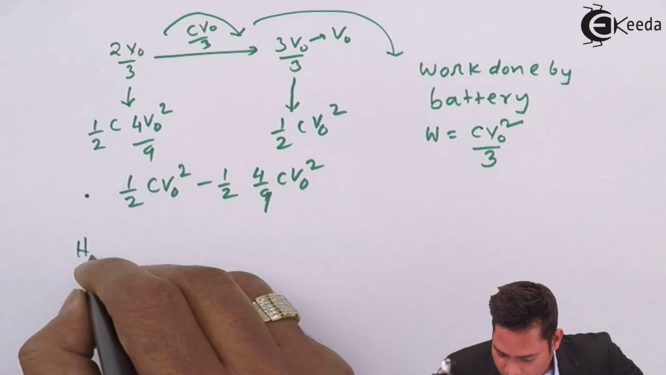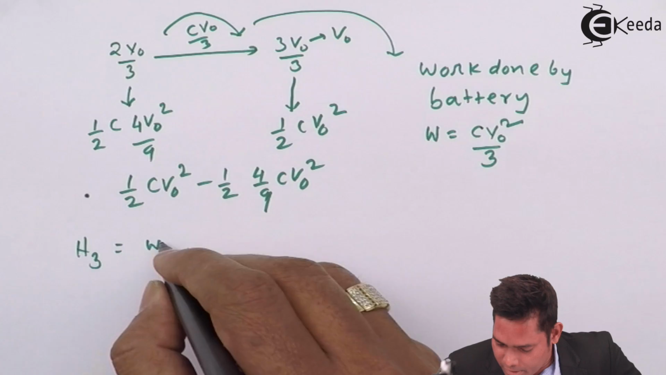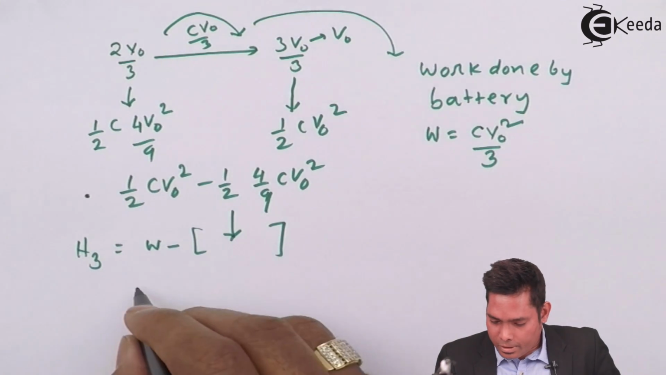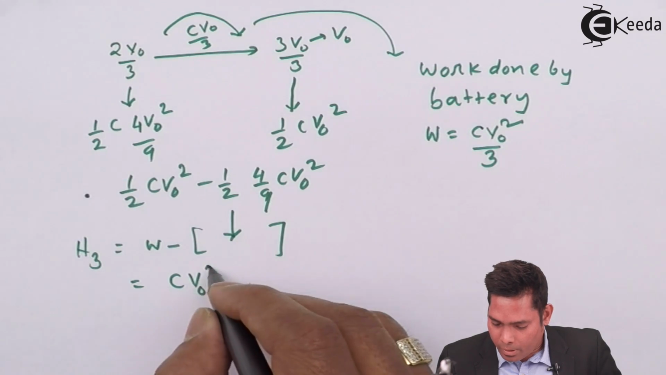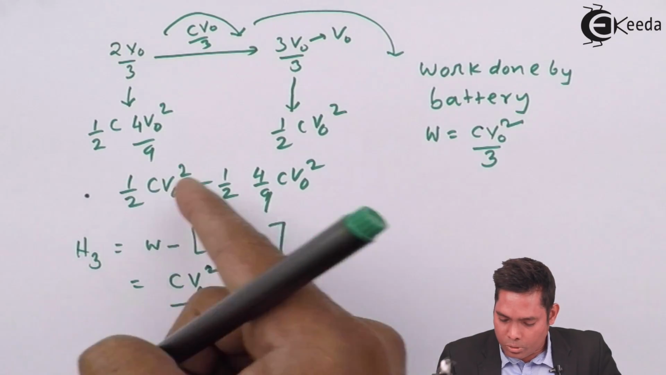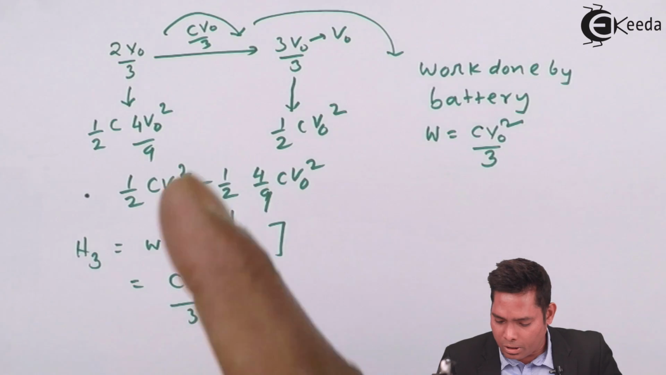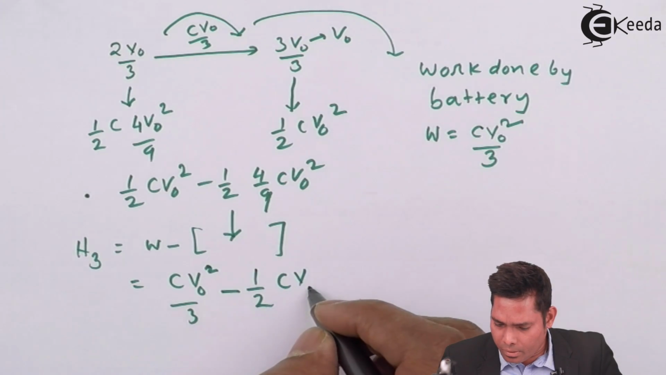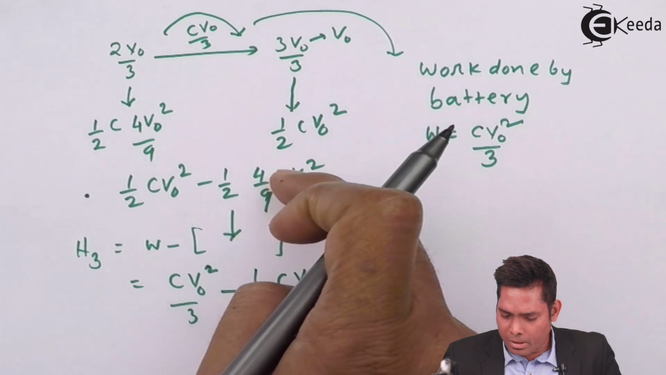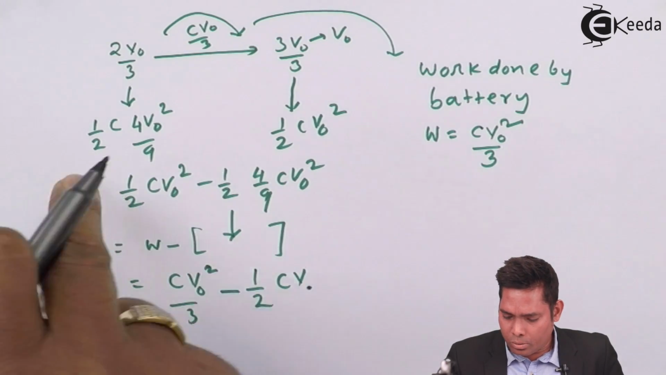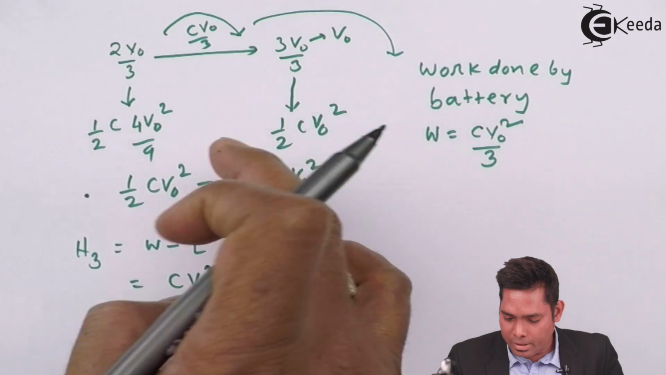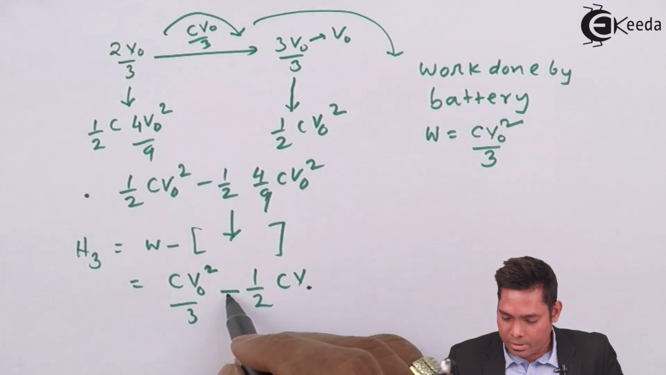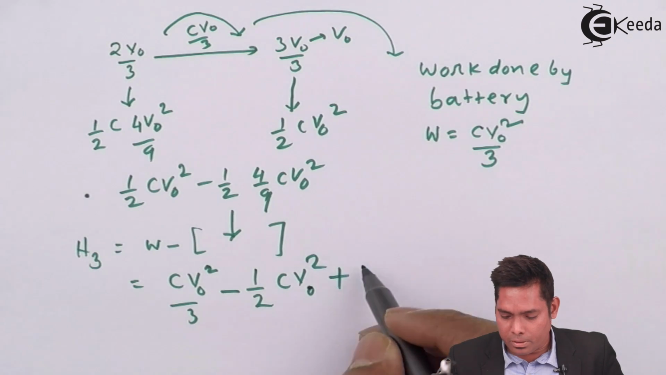So heat H3 is this work done minus this value, that is CV naught square by 3 minus of this value. So this becomes minus, this becomes plus. Minus half CV naught square, final energy in the capacitor minus initial energy in the capacitor. So I'll take the difference of these two, final minus initial. So final is this, so it becomes plus, and this becomes minus. Minus this, and this becomes plus.